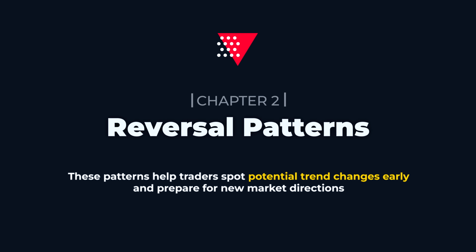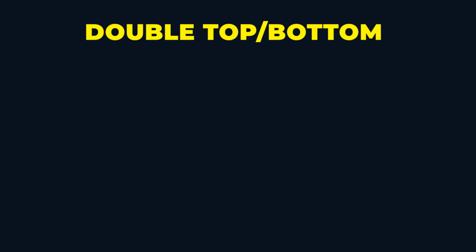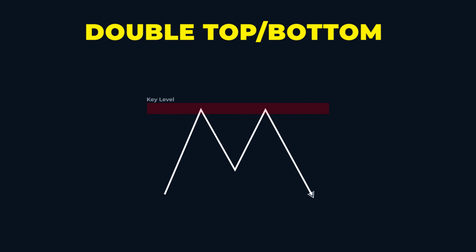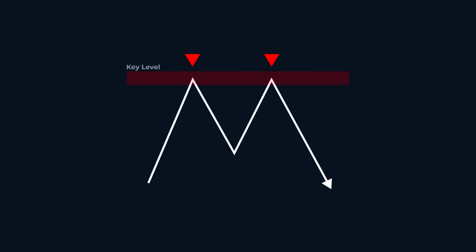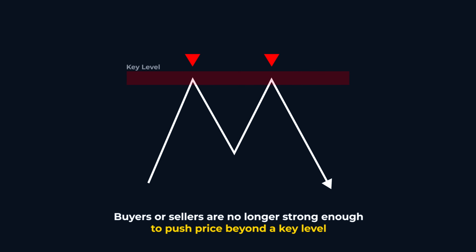Now let's move on to the second category, reversal patterns. These are the patterns that help you spot when a trend is about to change direction. The first one is the double top and double bottom. The market tries once, fails, and then tries again, and fails again. That's what creates a double top or double bottom. It's a clear sign that momentum is fading. Buyers or sellers are no longer strong enough to push price beyond a key level.